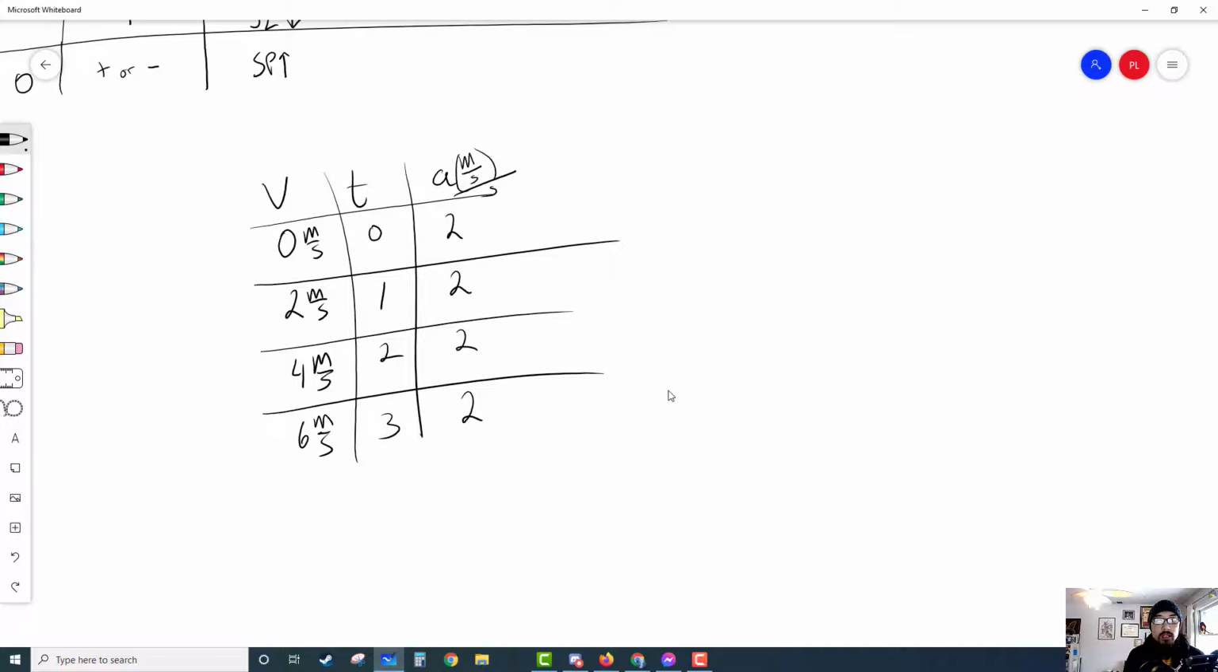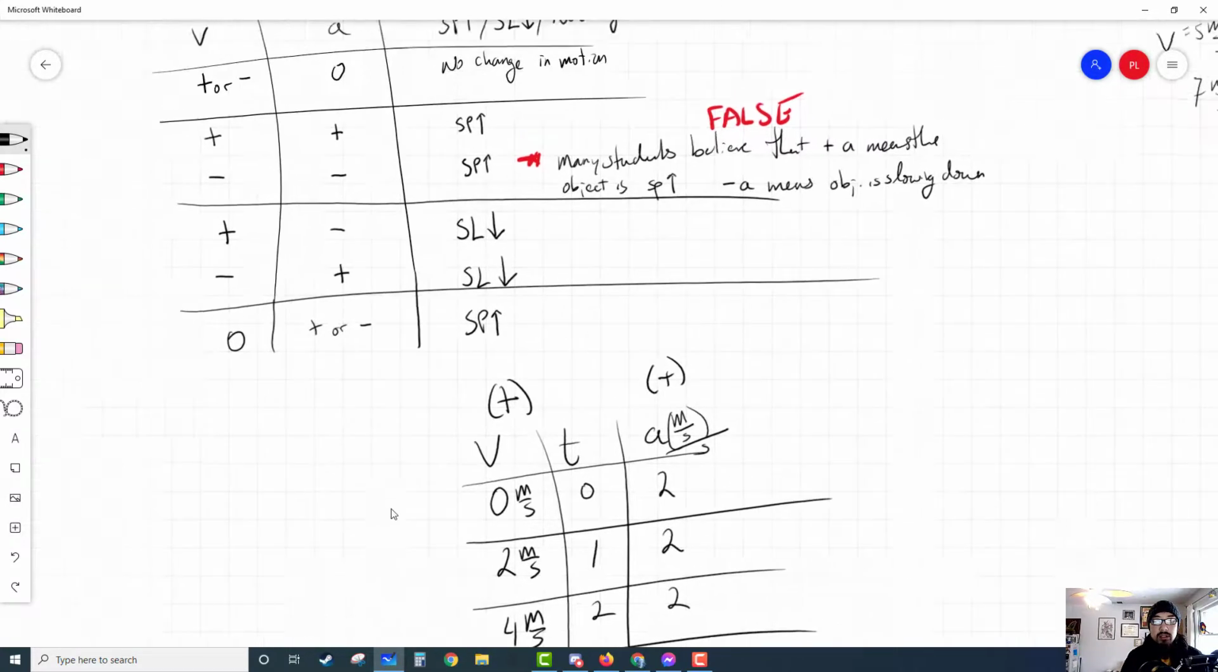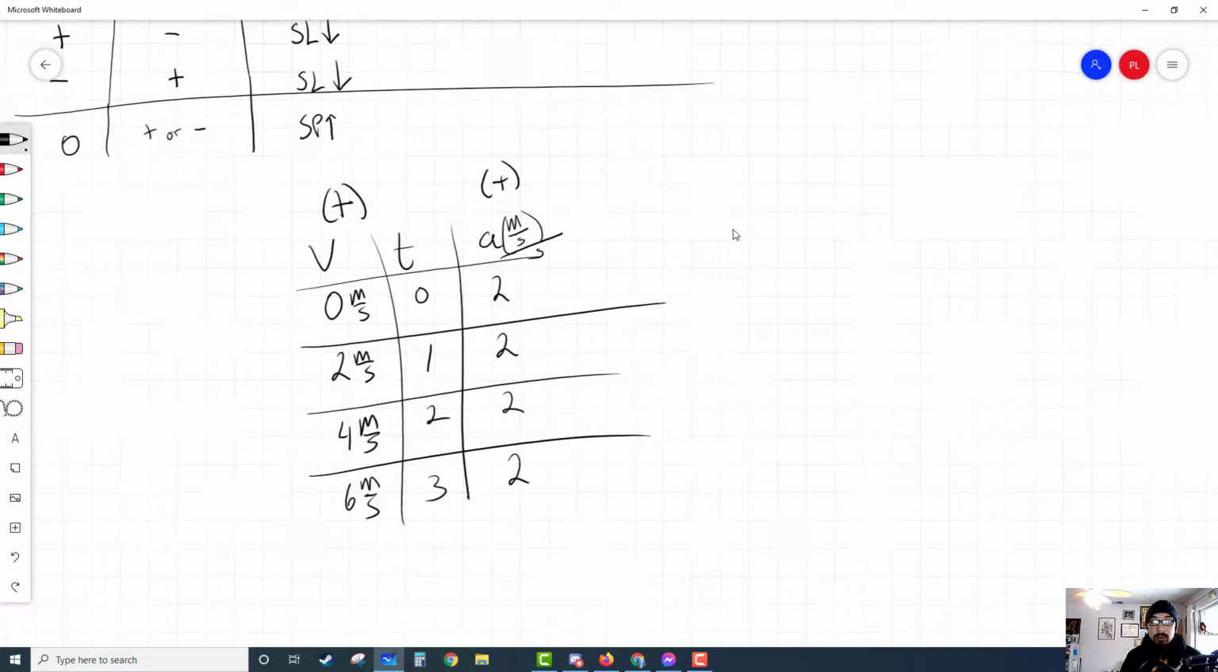And so what we see here is a positive velocity with a positive acceleration, and according to our chart, when we have positive velocity and positive acceleration, the object is speeding up. We can see that the object was at rest, but then eventually it was moving in a positive direction. And therefore we can say it speeds up.